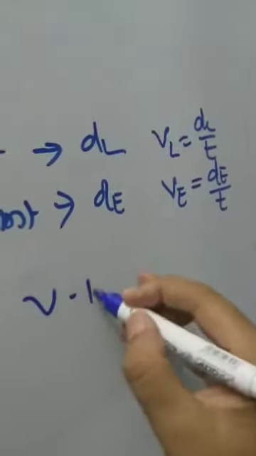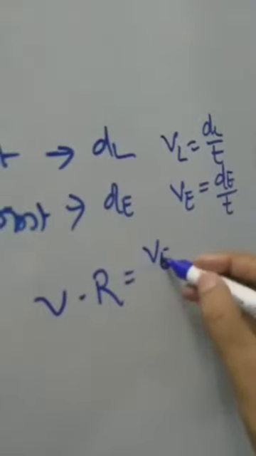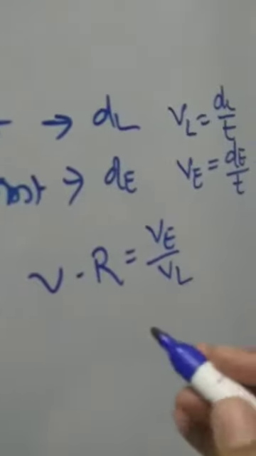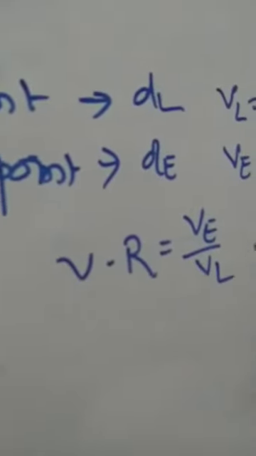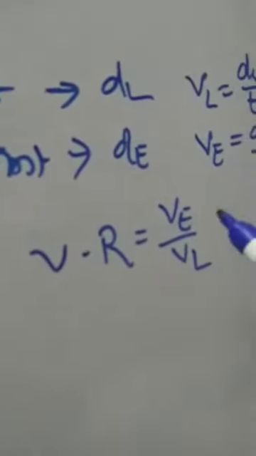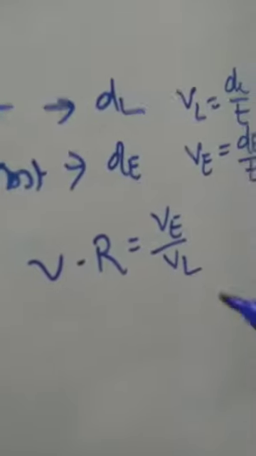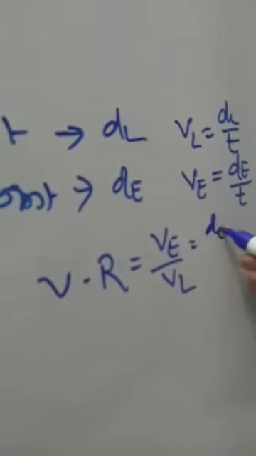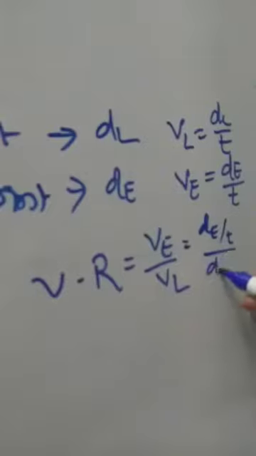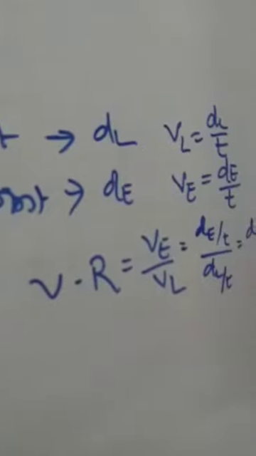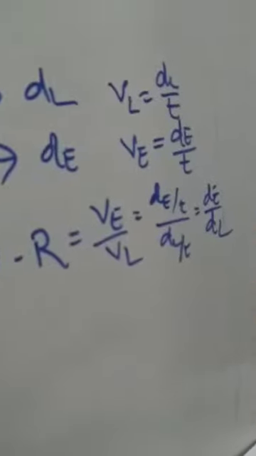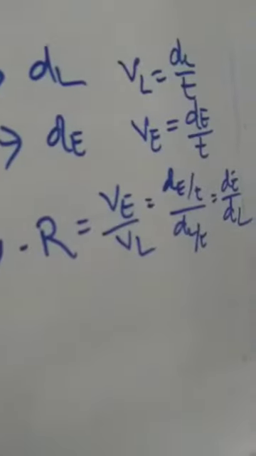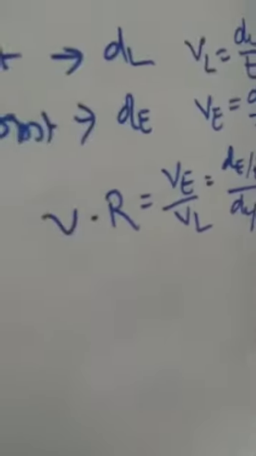The ratio between the velocity of effort to the velocity of load is called velocity ratio. I have written it as VR. VR is the velocity ratio, that is the ratio of velocity of effort to velocity of load. If you put it dE by t by dL by t, it is equal to dE by dL. Again it has no unit. Displacement of effort to the displacement of load is the velocity ratio.